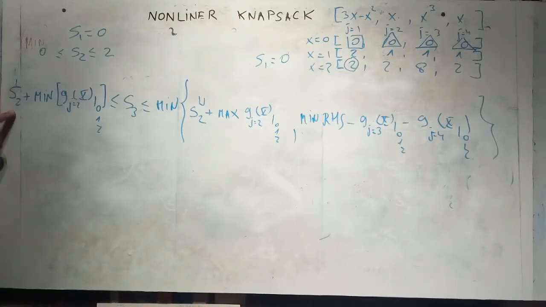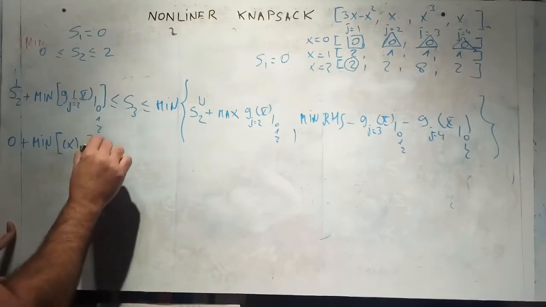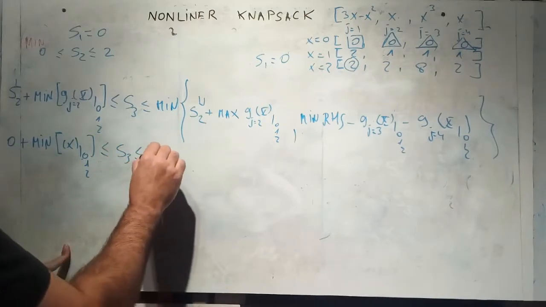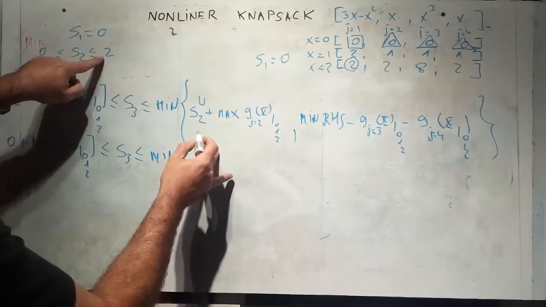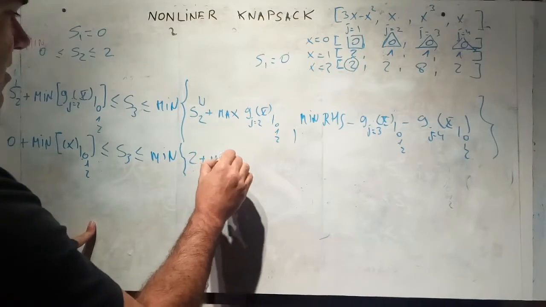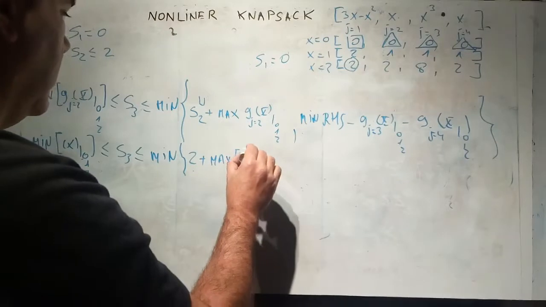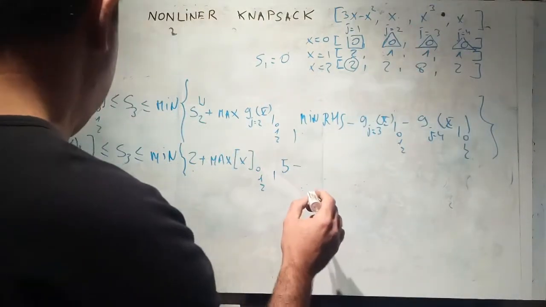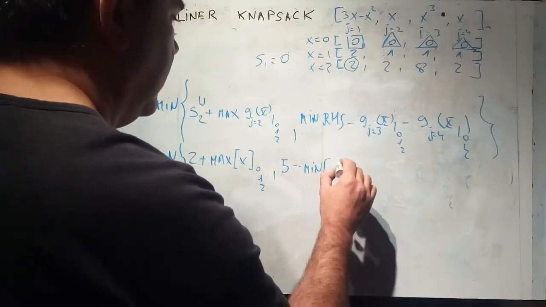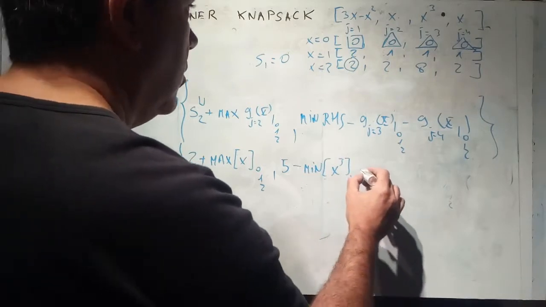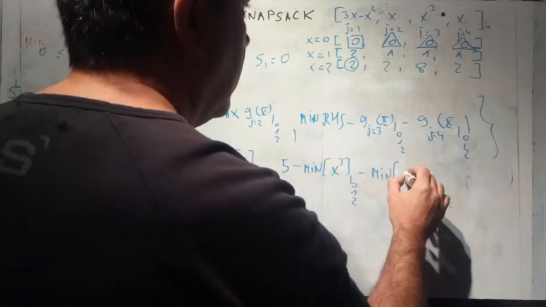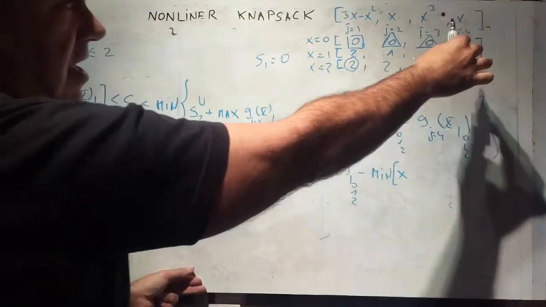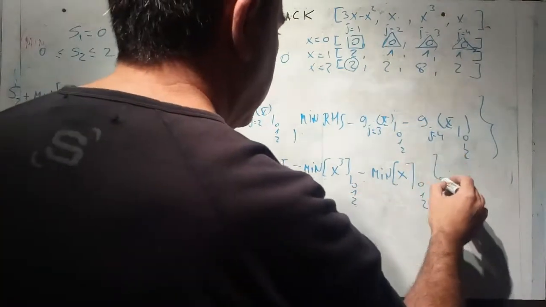So again, substituting S2, the lower limit was 0, 0 plus the minimum of G2 in x evaluated at 0, 1, 2, less or equal than S3, less or equal than the minimum of S2 in its upper limit, which is 2, plus the maximum of x for j being 2 evaluated at 0, 1, 2, comma, the right hand side 5 minus the minimum of x cubed evaluated at 0, 1, 2 minus the minimum of x, the fourth stage, evaluated at 0, 1, 2, and we are done.